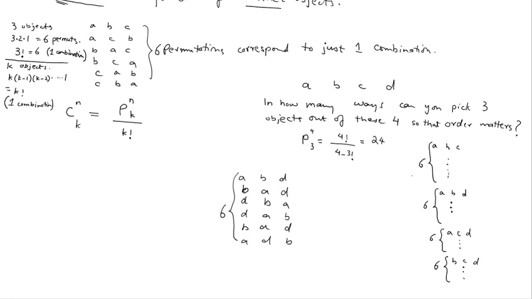3 factorial. Sorry? Sir, BAD is repeated in this. Yeah, so what's the error here then? What should I have done?